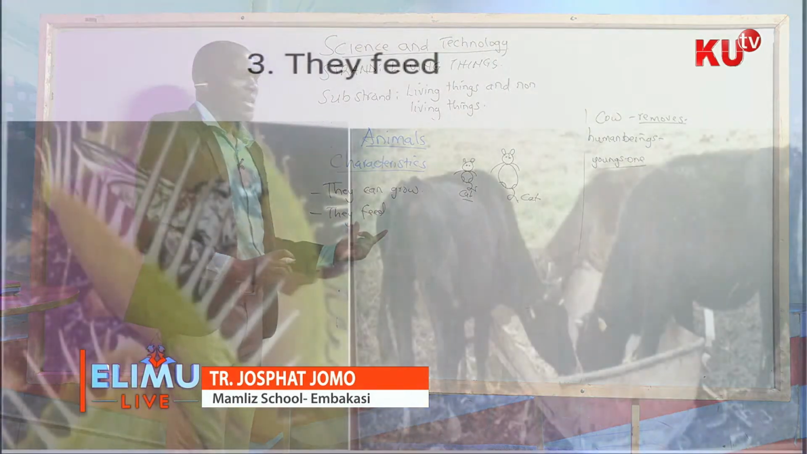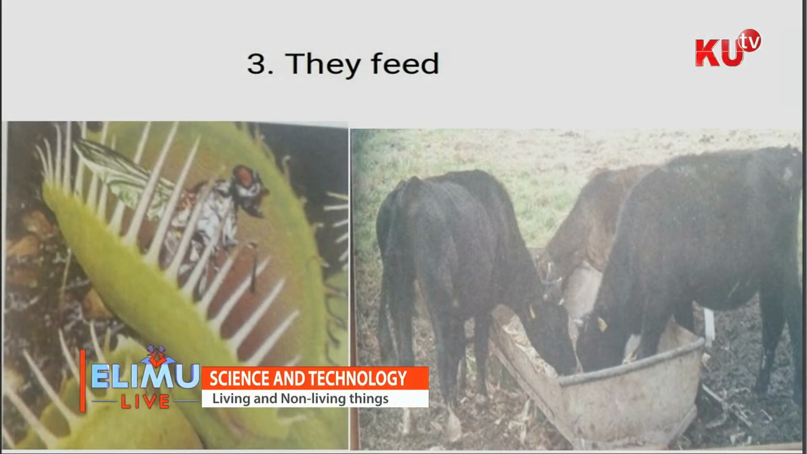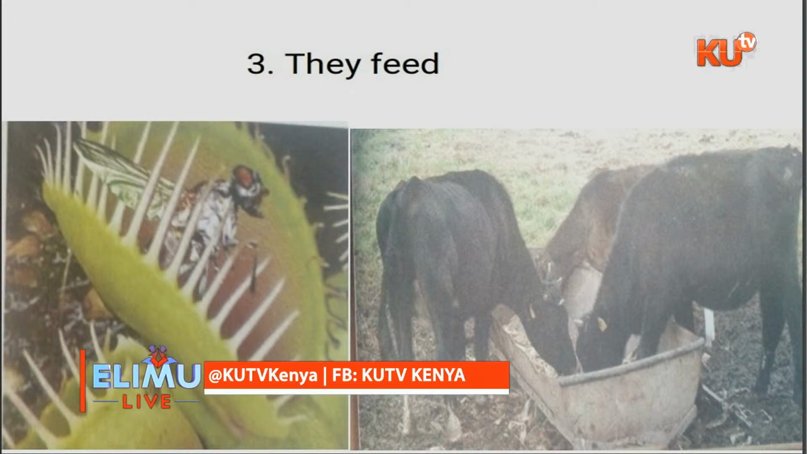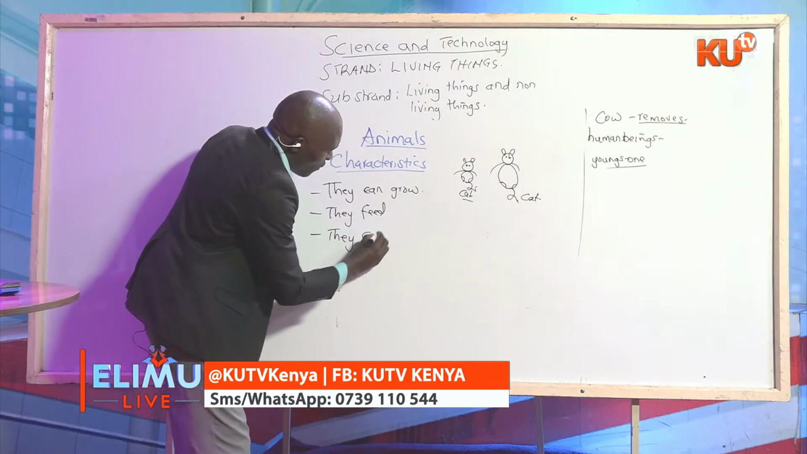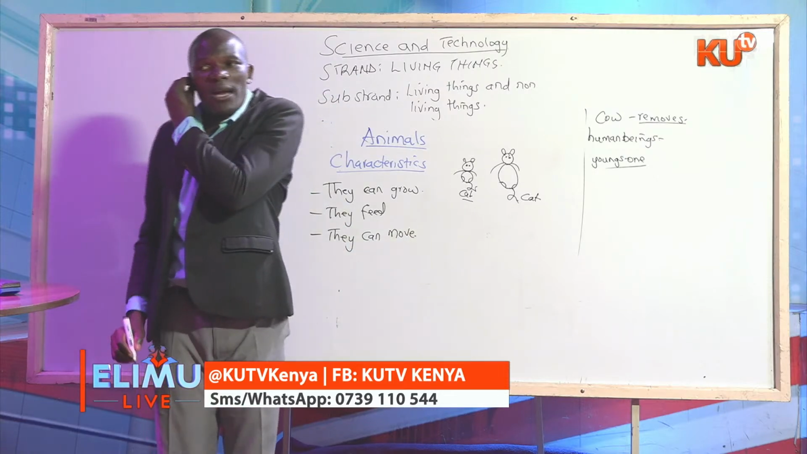Animals have the ability to feed. As you can see, we have different animals there. Those are cattle. They are feeding. They have got mouth that helps them to feed. They do not feed like a plant, but for them they have got mouth. We also have human beings which have the same characteristic, that they are able to feed. Another one, they can move.